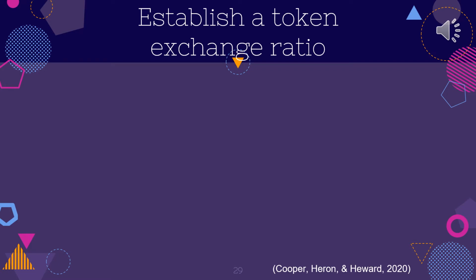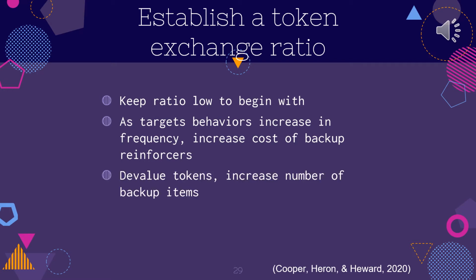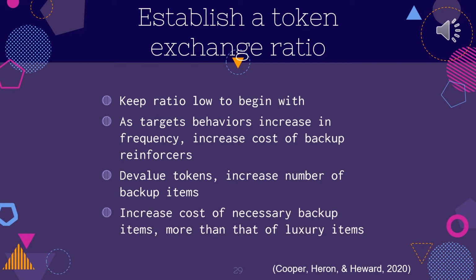The next step is to establish a token exchange ratio. To begin with, it's important to keep the ratio low so that the client can learn the token economy. Then, as target behaviors increase in frequency, you can increase the cost of the backup reinforcers. You should also devalue the tokens by increasing the number of backup items. Finally, you can increase the cost of necessary items more than that of luxury items. This way, the clients will exchange more tokens for the necessary backup items.